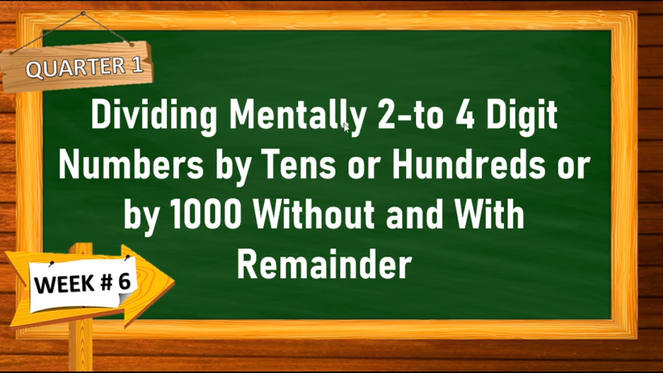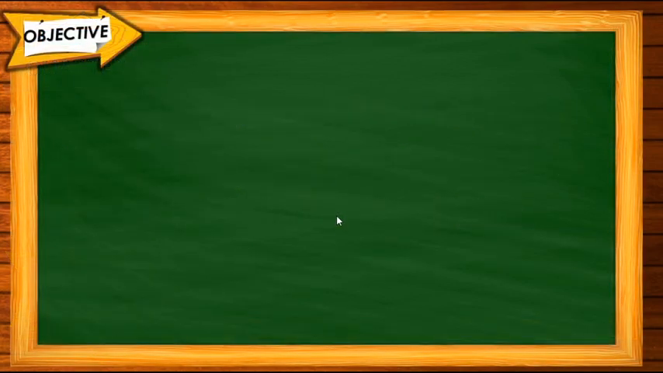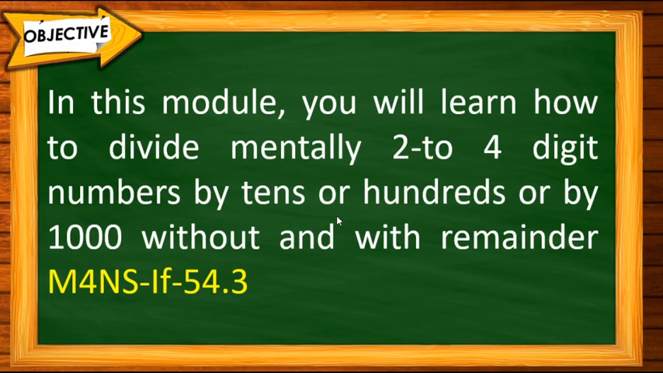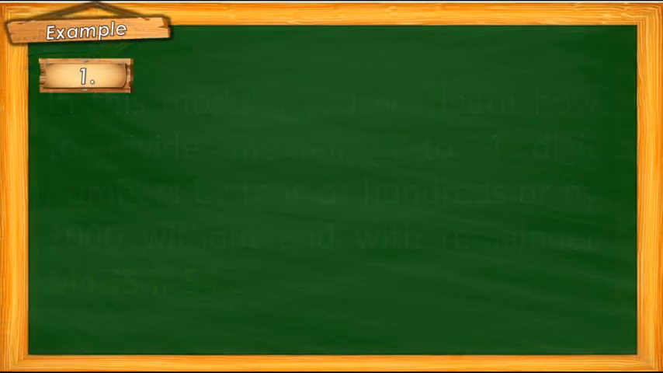The next topic is dividing mentally 2 to 4-digit numbers by tens or hundreds or 1,000 with and without remainder. The objective in this video presentation is that you will learn how to divide mentally 2 to 4-digit numbers by tens or hundreds or by 1,000 with and without remainder. So let's have an example.